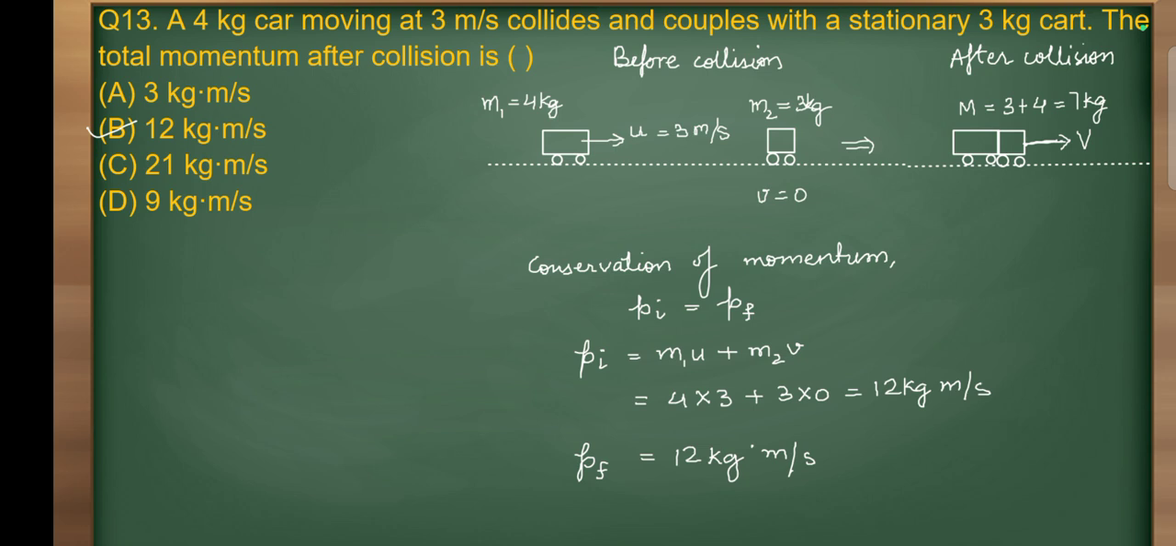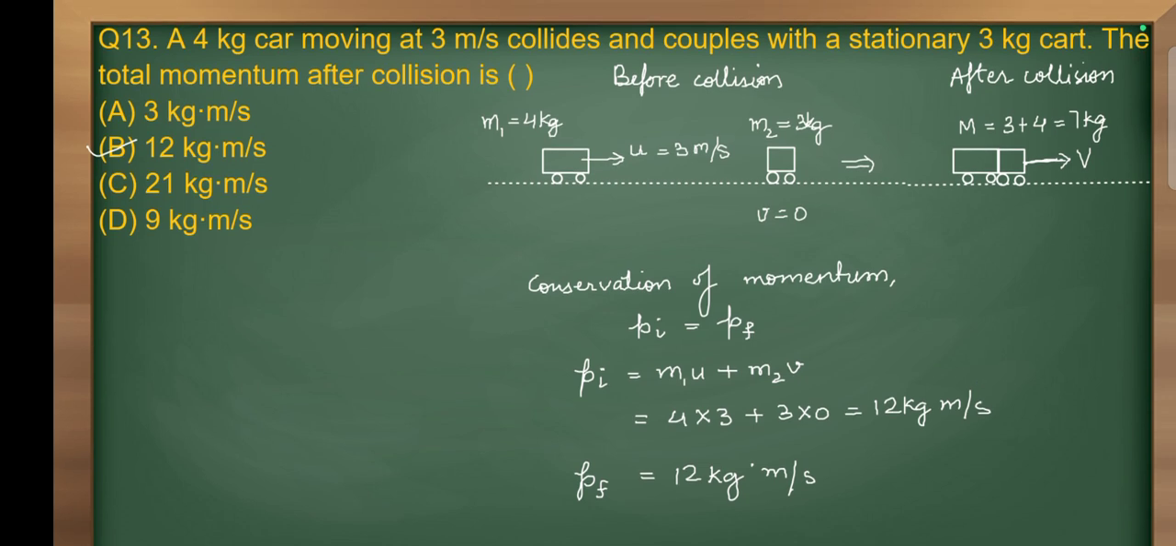Question number 13. A 4 kg car moving at 3 meter per second collides and couples with a stationary 3 kg cart. The total momentum after collision is. Here the mass of car is 4 kg, which is moving with the initial velocity of 3 meter per second. And here mass of cart is given as 3 kg, which is at rest.